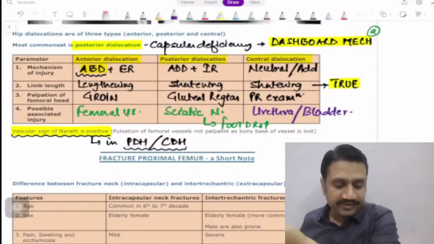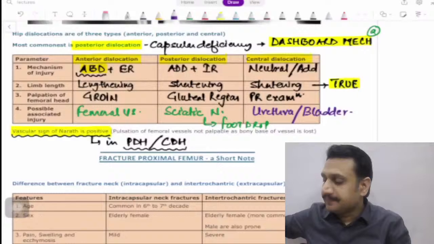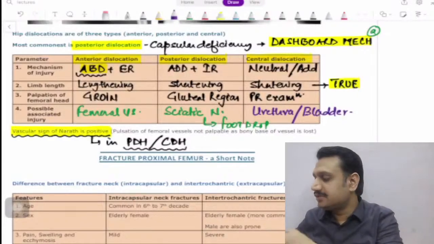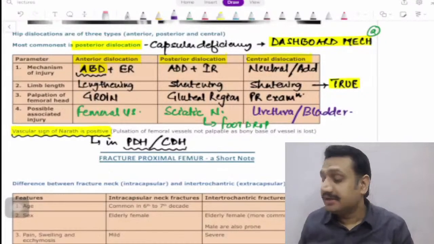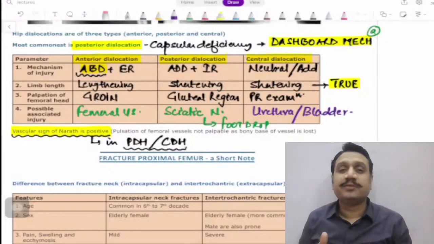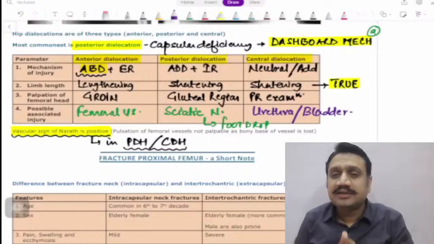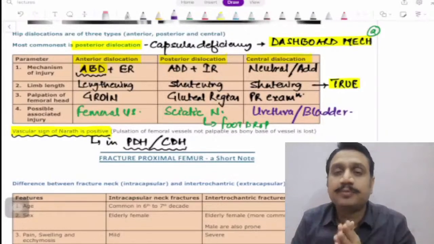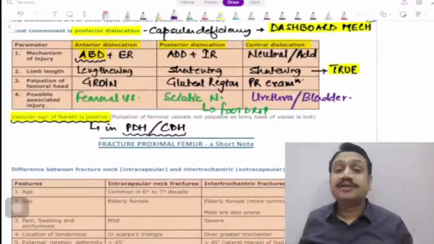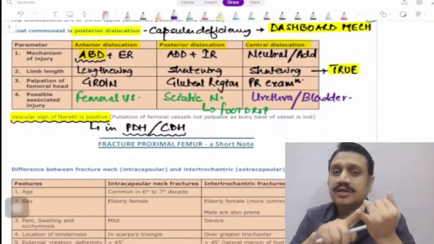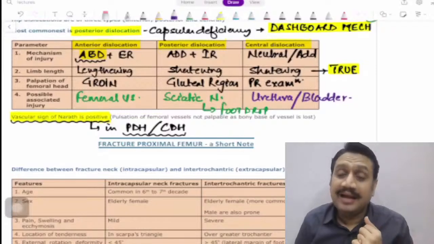Why? Because of capsular deficiency on the posterior side. That is the mechanism which has been described as dashboard. A person is sitting with the hip adducted and flexed, there is an impact on the knee and the hip goes back. This posterior dislocation creates shortening, adduction, and internal rotation of the limb.